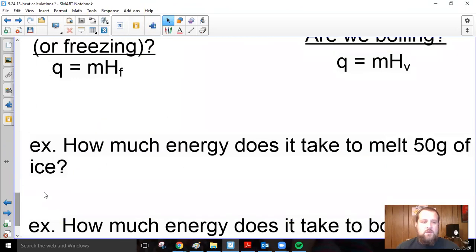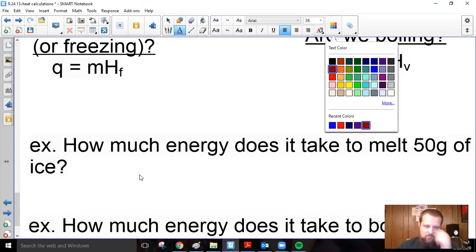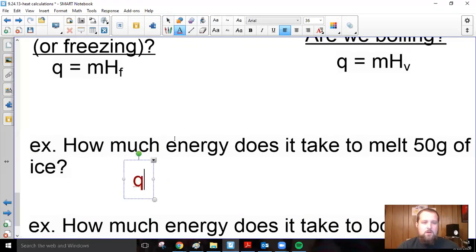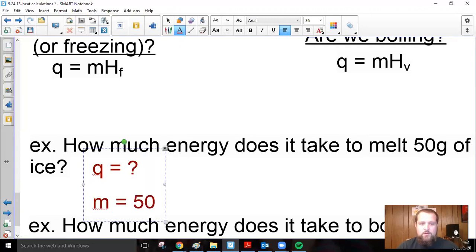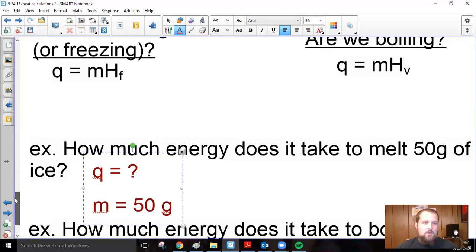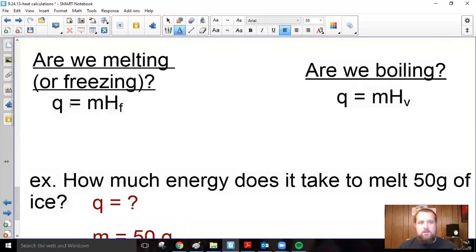So a couple more examples. How much energy does it take to melt 50 grams of ice? The keyword there is melting. I don't know what my Q is. I do know that the mass is 50, and we're assuming, because they don't necessarily say, that whenever someone says melting ice, ice is what we call solid water. So for melting, we're going to use this formula. We know the mass. We're trying to solve for Q.